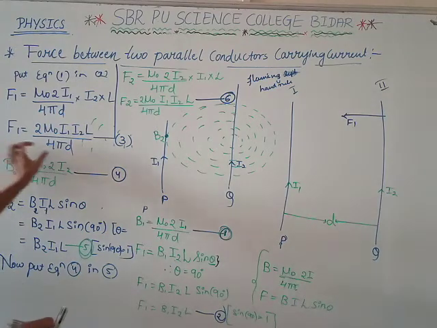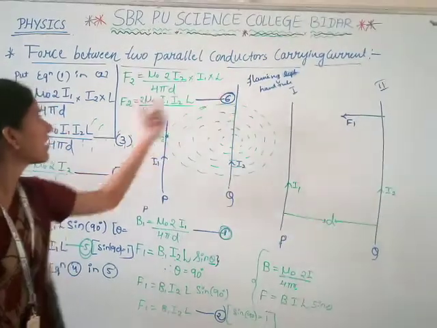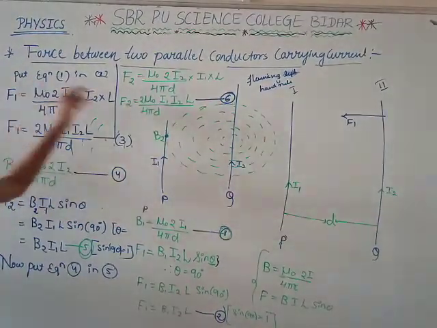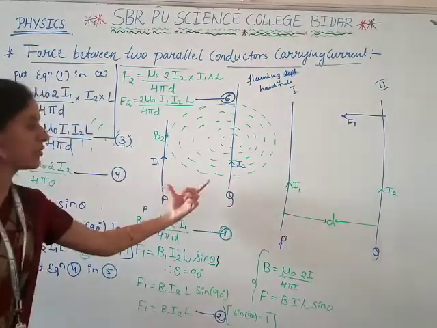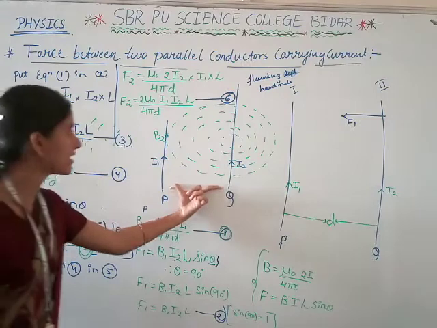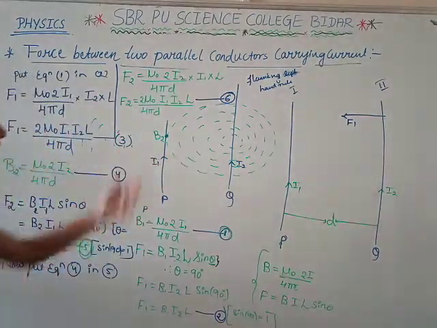Now equations 3 and 6 are the forces on conductor P and conductor Q when they are placed at a distance of d here. Okay, take down.